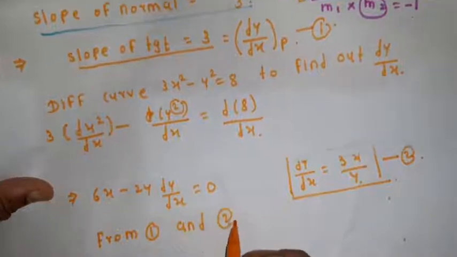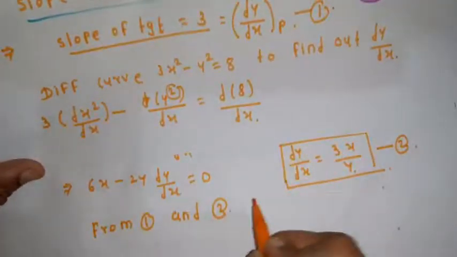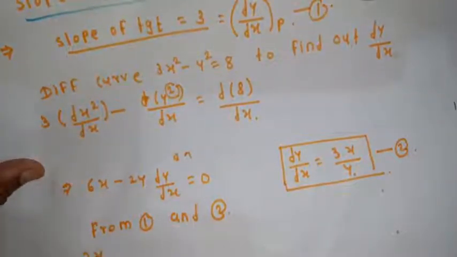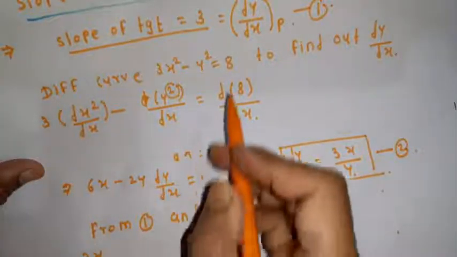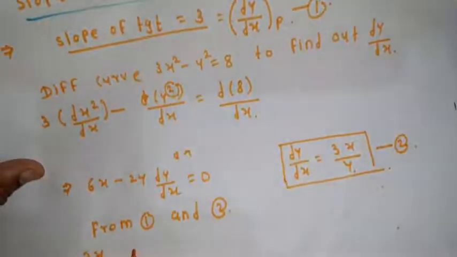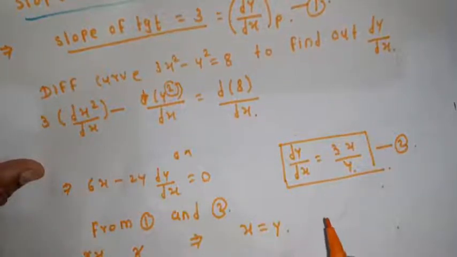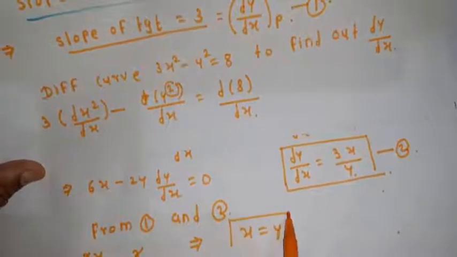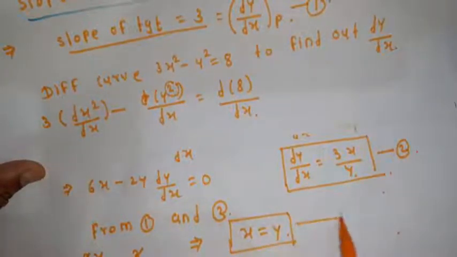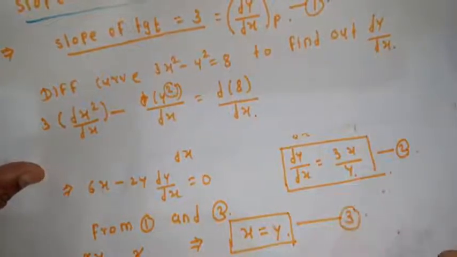Compare dy by dx. What is dy by dx here? That is 3x upon y equal to 3. 3 gets cancelled, and this implies x equal to y. Okay students, this is the 3 equation.